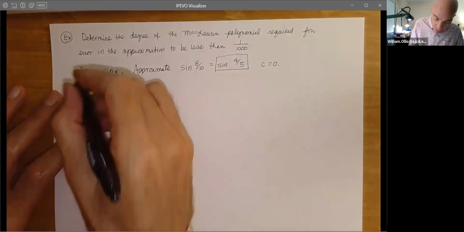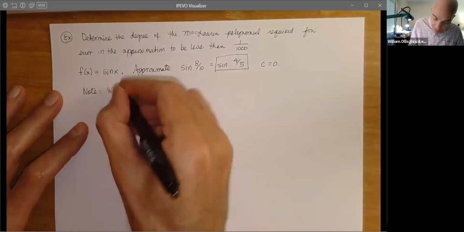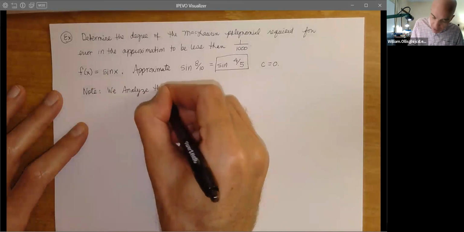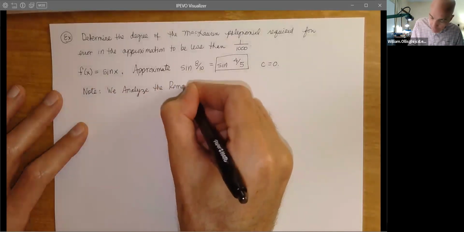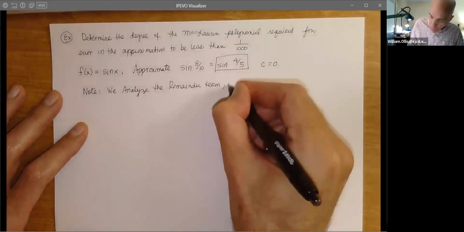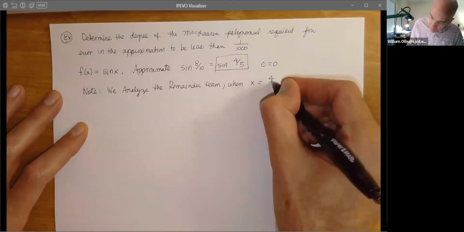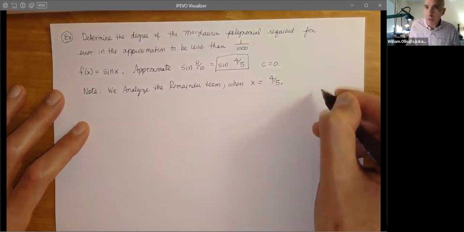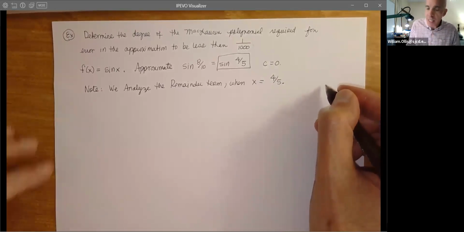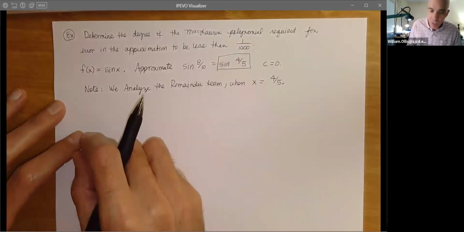So note, we analyze the remainder term when x equals 4/5. So we know what the value of x is. We just need to see how far out we need to go to get a decent approximation so we can at least know we have 3 decimal place accuracy.